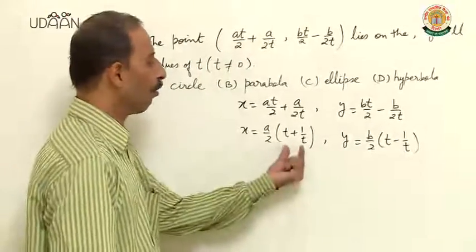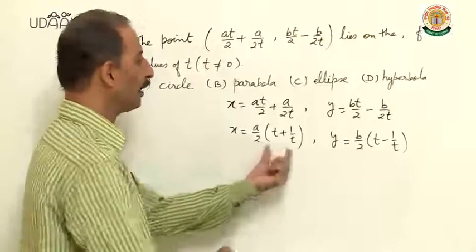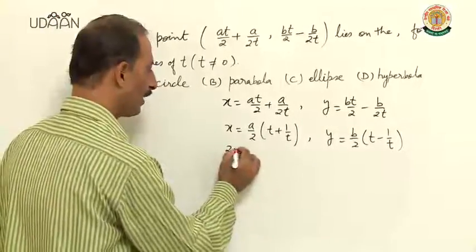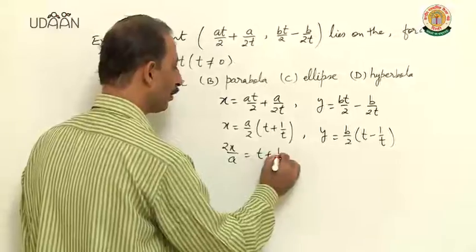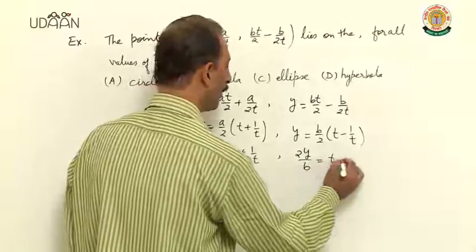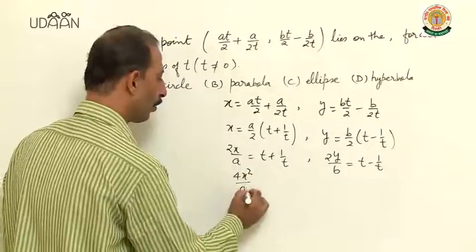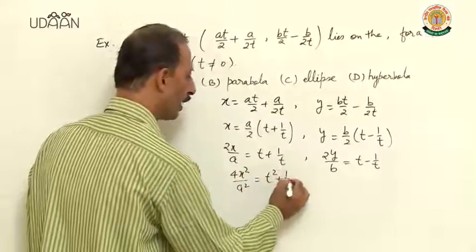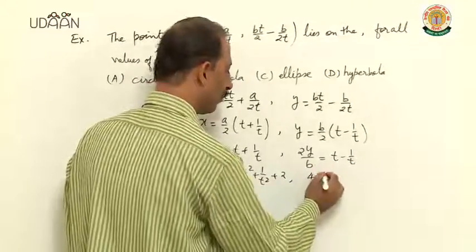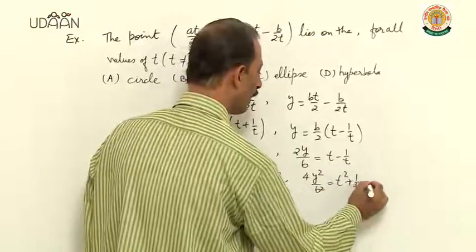First of all, only t terms keep on the right hand side, remaining terms transfer to the left hand side. Only t plus 1 upon t, keep it right hand side. So it becomes 2x upon a is equal to t plus 1 upon t. Same thing do here. So it becomes 2y upon b is equal to t minus 1 upon t. If you square both sides, it becomes 4x square upon a square is equal to t square plus 1 upon t square plus 2. Here, if you square both sides, you will get 4y square upon b square is equal to t square plus 1 upon t square minus 2.